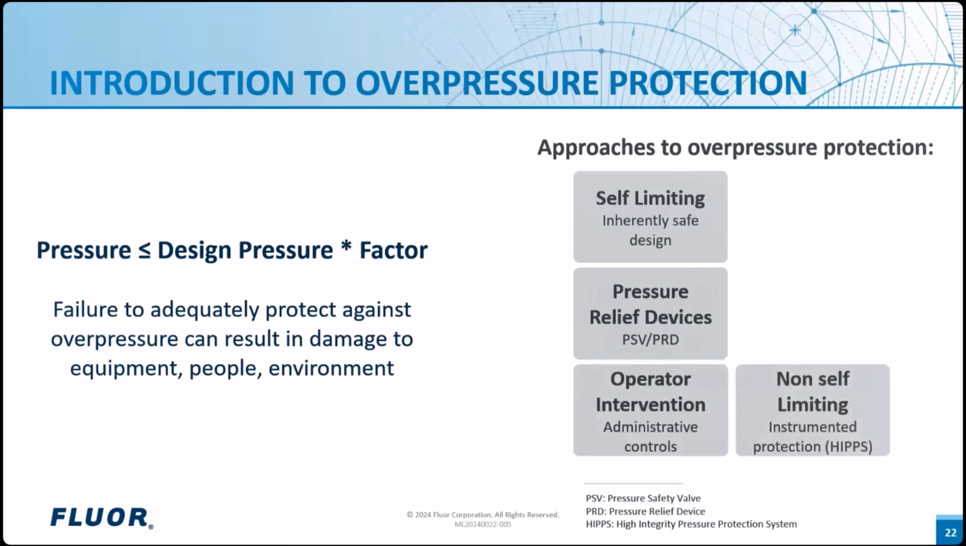If a pressure relief device and operator intervention are not practical, instrumented overpressure protection systems, also known as HIPPS, can be used as the last line of defense. Pressure relief devices are still the traditional method and generally favored by codes for overpressure protection. We will next briefly expand on the use of pressure relieving devices.